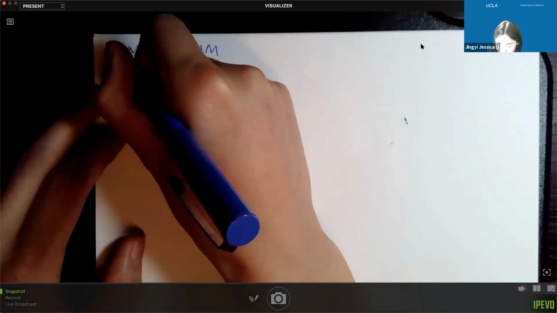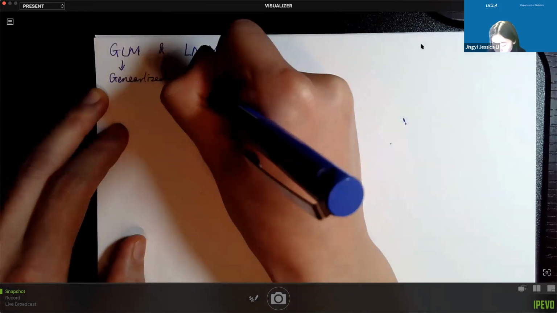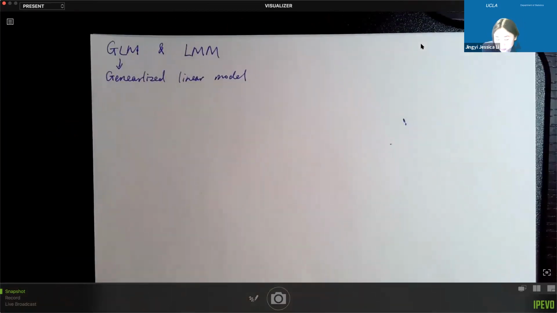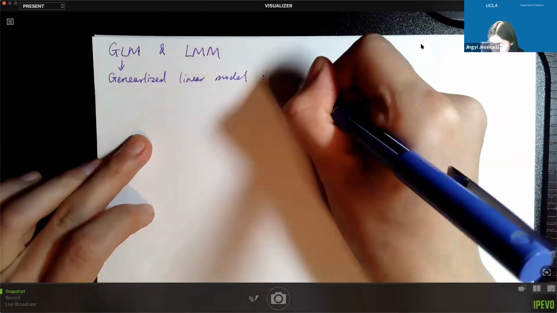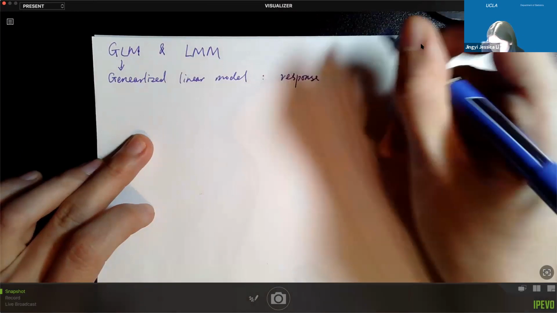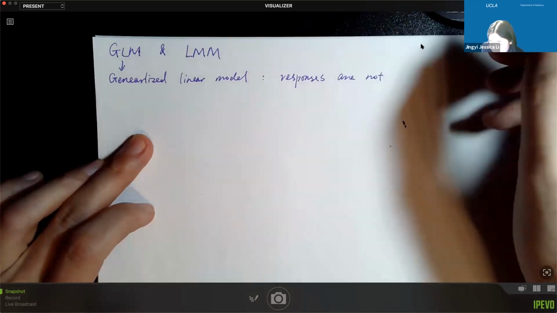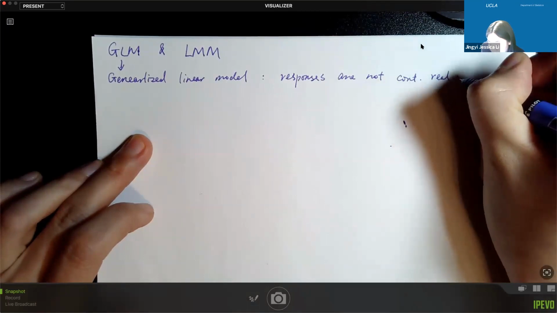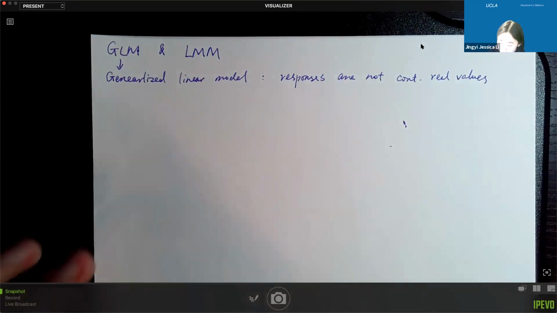So, generalized linear model. Clearly by the name, you can see there is a linear part and there is a generalization. So what does it mean? Roughly you can think of GLM as applicable to the cases where your responses are not continuous real values. In other words, it's not a case where you think linear regression is reasonable. Think of linear regression.